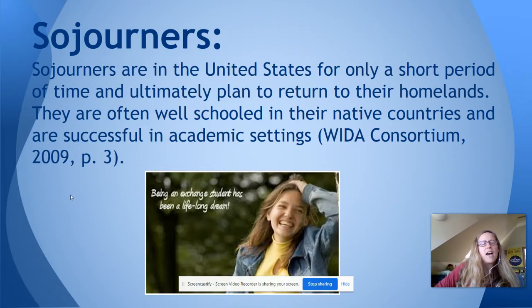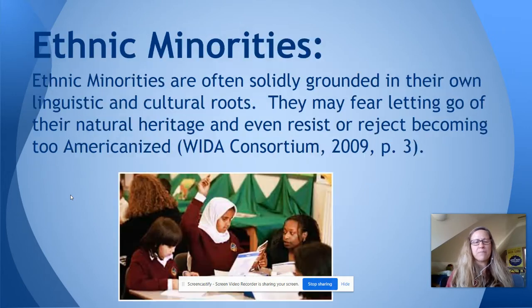Sojourners are people in the United States for only a short period of time, and ultimately they plan to return to their homelands. A lot of this is work related. They're often very successful. They're well schooled in their native countries, and they typically experience academic success. When I lived in Cincinnati, we had a big Japanese population because of one of the car manufacturers in Kentucky. A lot of families would come for a couple years, bring their kids, and then they would go back, with full intention of going back to their native country.